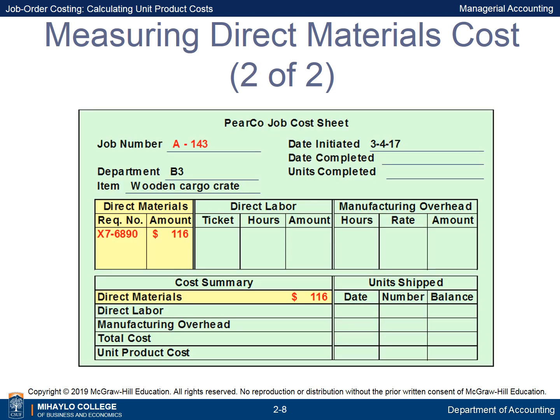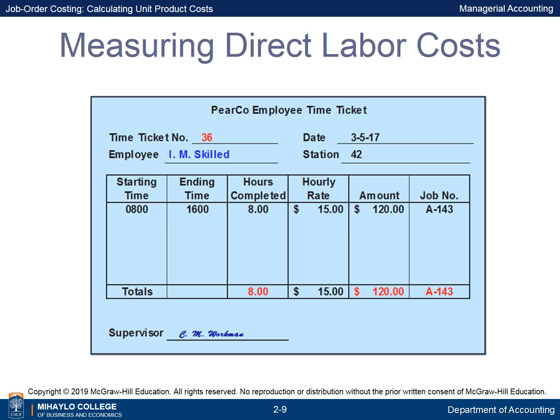Once the materials have been issued by the storeroom, they are recorded on the job cost sheet. Notice the material requisition number X76890 is also recorded in case there is a need to refer back to the source document. Employees use time tickets to record the amount of time spent on each job. A completed time ticket is an hour-by-hour summary of the employee's activities throughout the day.